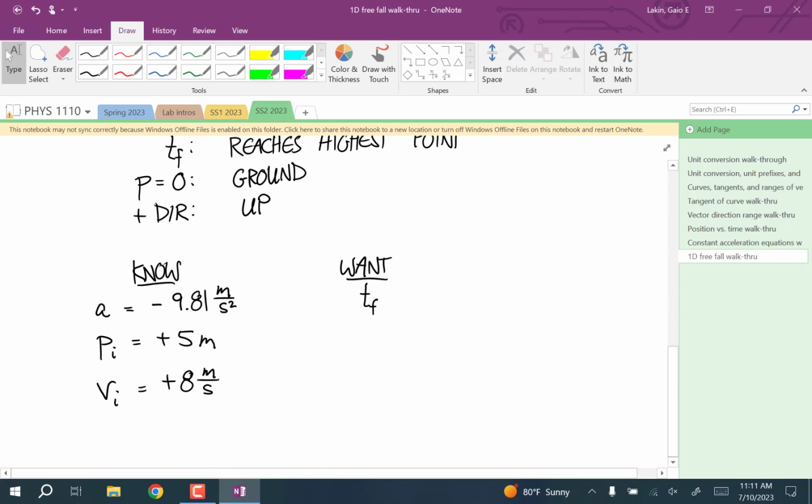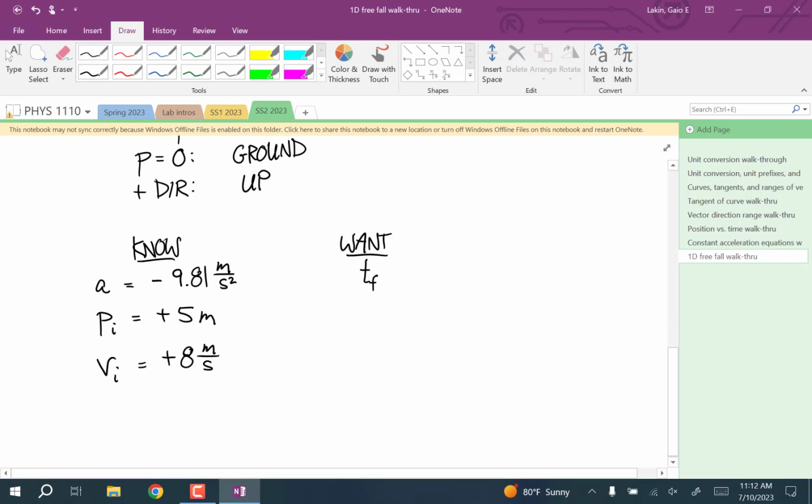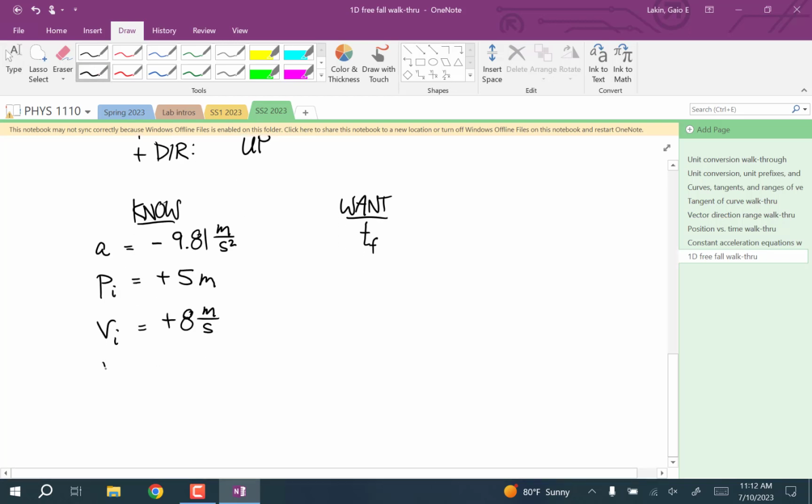And then finally, do we know the final velocity? Do we know the velocity at time final? Well, time final is when it reaches the highest point. Whenever a problem says something about the highest point, you know you're going to use the fact that the velocity at that instant is 0. You can think of that as the definition of reaching the highest point. So V final is equal to 0.